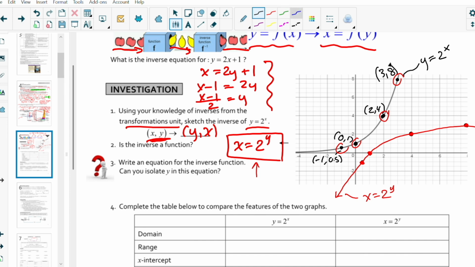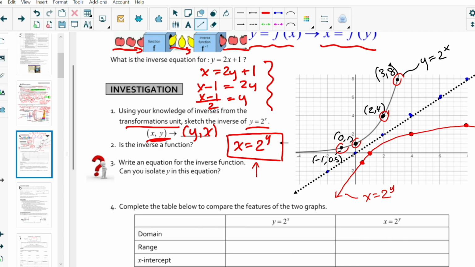This is for later, but you'll see that there's a mirror line. Remember we did reflections? This is the mirror line when you do an inverse of a function. You create a mirror line, and the mirror line looks like this on an inverse function. Well, the mirror line happens to be the equation y equals x. So I'm just going to sketch that in, y equals x.